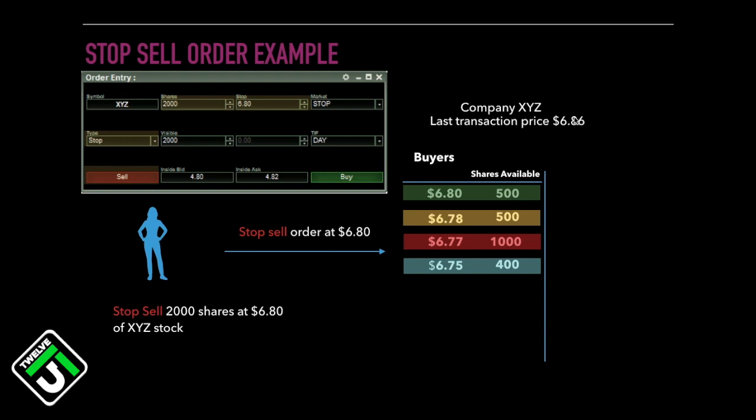Notice that now we are selling our shares, we have to sell them to people that are willing to buy them. The best prices that are willing to be bought at this time are 500 shares at 6.80, 500 shares at 6.78, 1,000 shares at 6.77, and 400 shares at 6.75. So your broker will sell all the shares available at each price level until all 2,000 shares are filled. You'll sell 500 shares at 6.80, another 500 shares at 6.78, and then the rest, 1,000, at 6.77, leaving you with an average fill price below the $6.80 that you were hoping for.